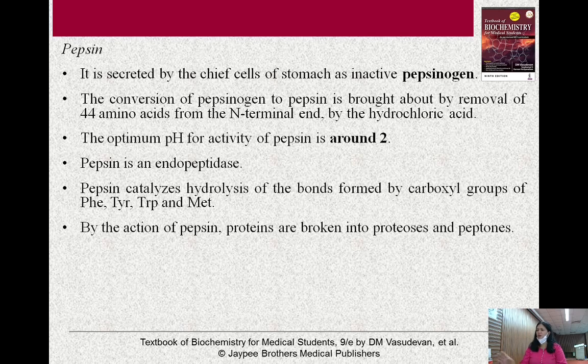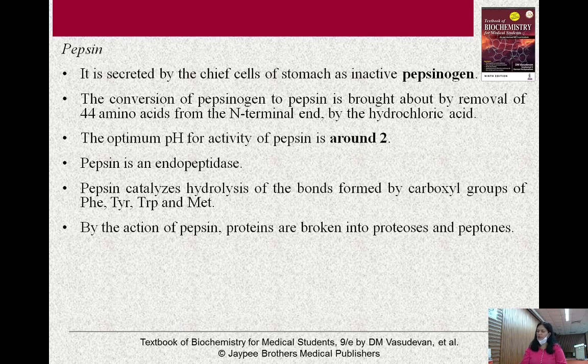Now this pepsin will act on the peptide bonds formed by which amino acids? It is there in the slide. Phenylalanine, methionine, tyrosine, tryptophan. First of all, remember the aromatic amino acids, that are only 3: phenylalanine, tyrosine, and tryptophan, and then methionine. With the action of the pepsin, proteins will be broken down into proteoses and peptones. Clear?